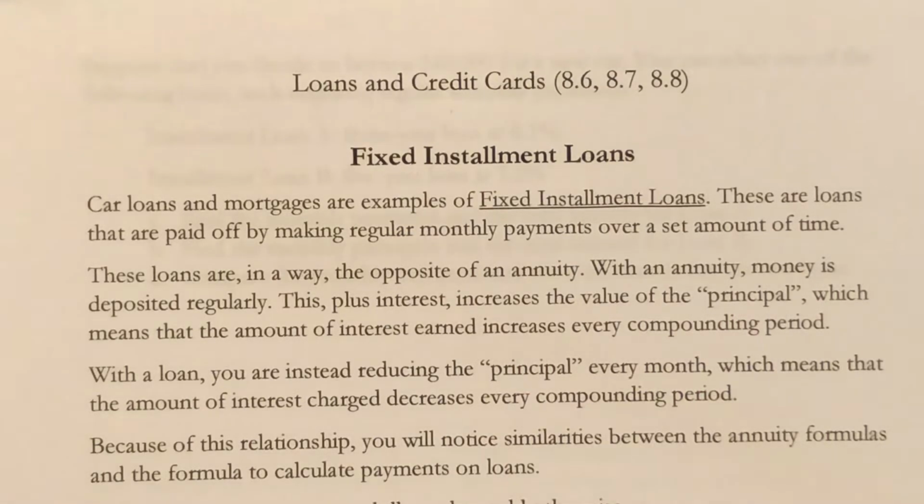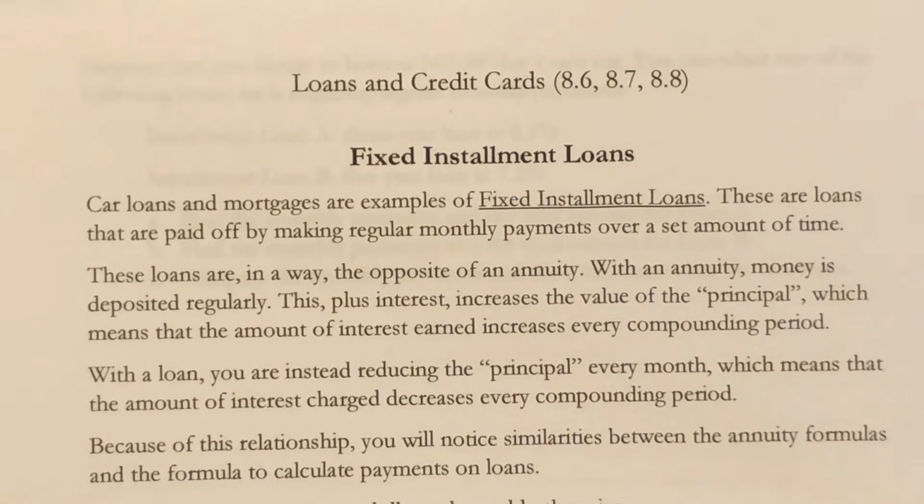These loans are, in a way, the opposite of an annuity. With an annuity, we are depositing money regularly and we are earning the interest on those deposits. And that means that the amount of interest earned increases with every single compounding period because the principal is higher, because we put more money in. With a loan, you are instead reducing the quote-unquote principal every month, which means that the amount of interest charged decreases with every compounding period.